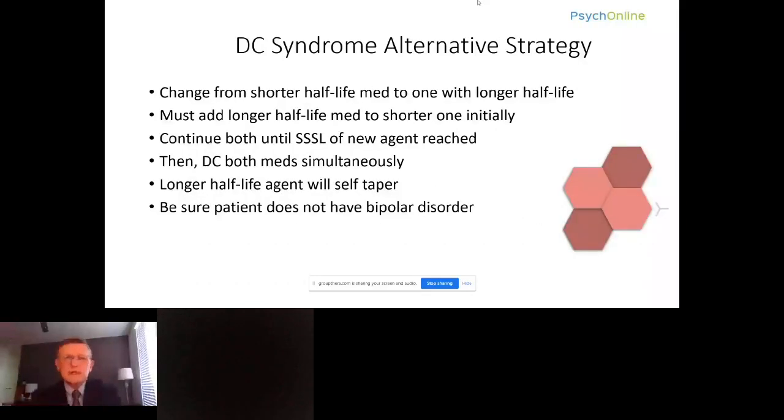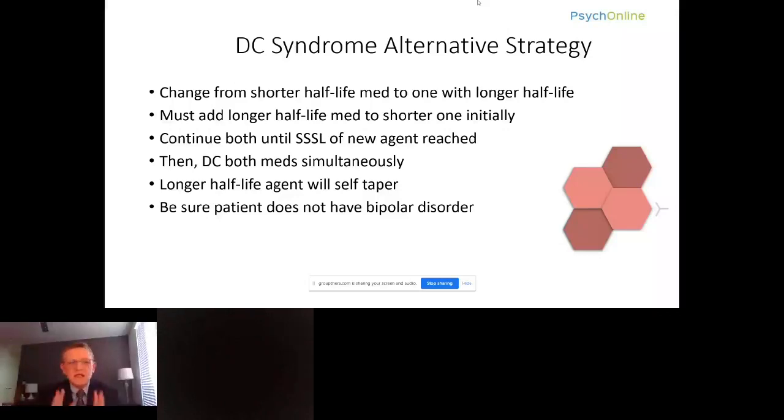And I want to mention another alternative strategy. Sometimes it's reasonable to change from the shorter half-life medication to one with a longer half-life. Again, say venlafaxine to fluoxetine. If you're going to do this, you have to add the longer half-life medication to the shorter one initially, get both of them together. Because if you're starting one that's going to take weeks to build up, and you're stopping one that's going to be gone in hours, you're still going to provoke discontinuation syndrome and accomplish nothing. So you have to give them on top of each other until you reach the steady state serum level of the new agent, which again can be 3 to 4 to 6 weeks with fluoxetine.